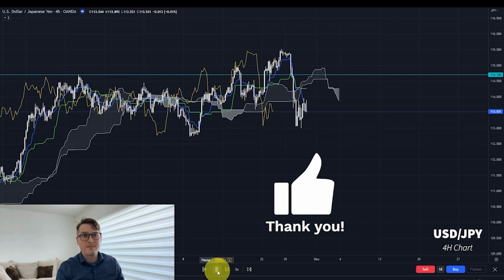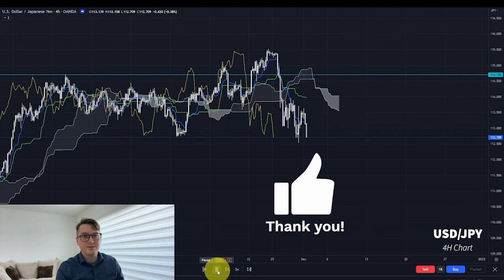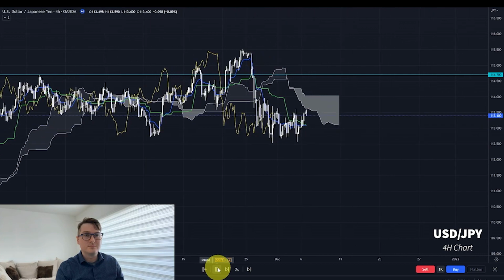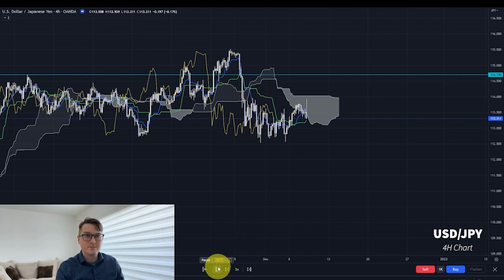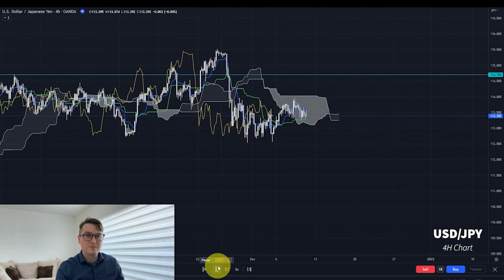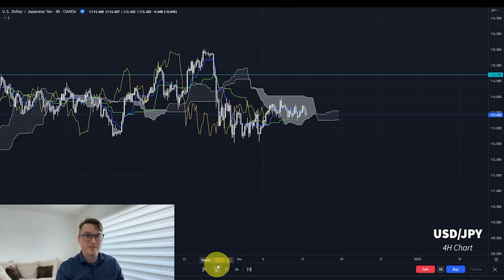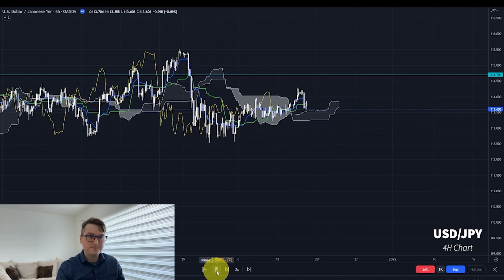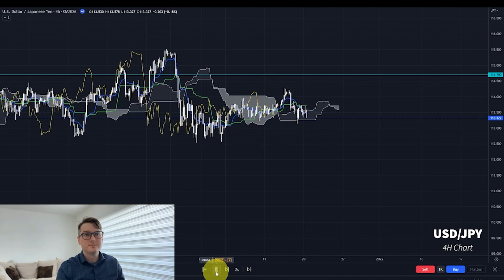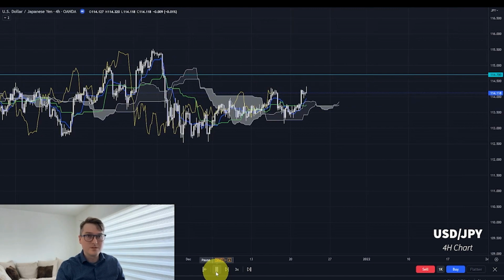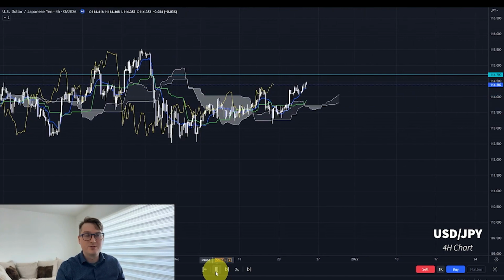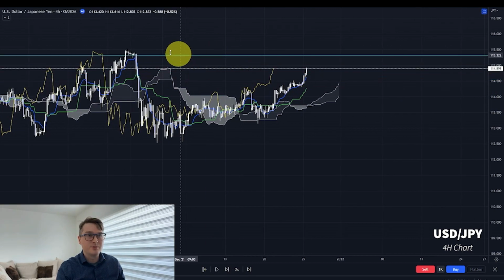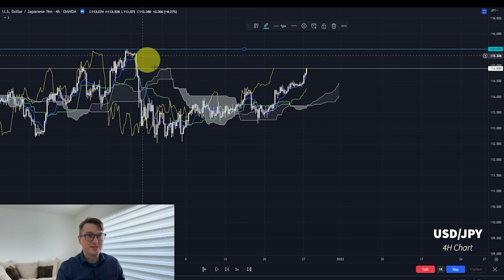Okay, now this market's still ranging. We're still getting some ranging here on this market. So I would not be looking for the entry yet, guys. We're going to need the price to break this level now, this resistance level.